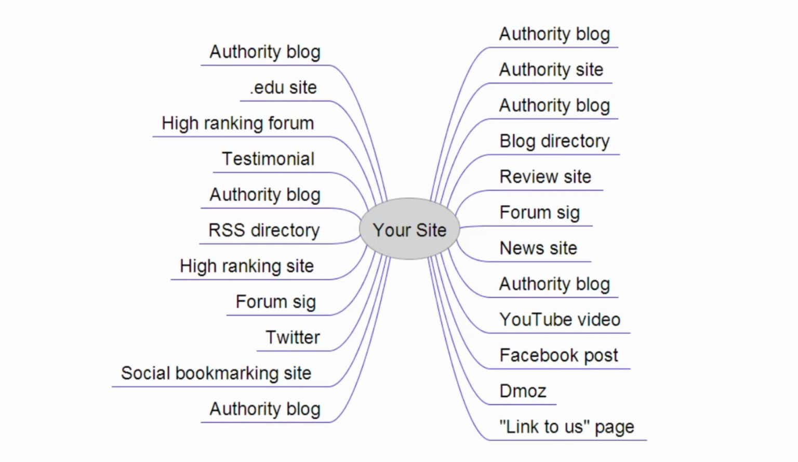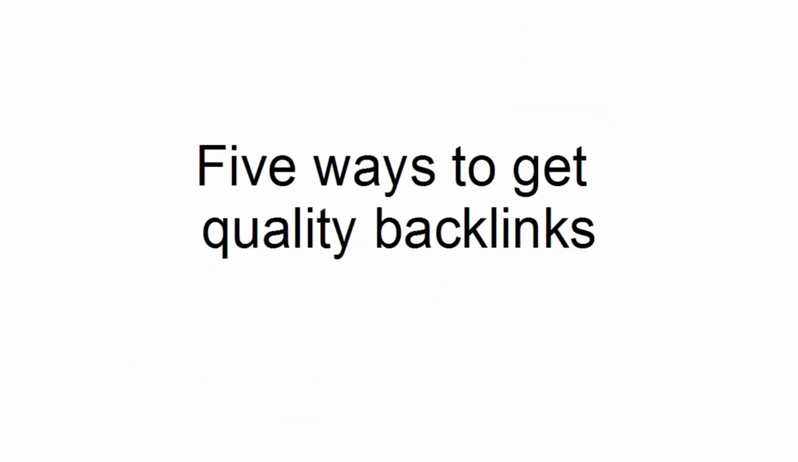And you do need to have a variation of links, because if more people from different types of sites are linking to your site, then it's going to make your site appear to be more popular and therefore get pushed to the top of the search engine ranking. Here are 5 ways to get quality backlinks.